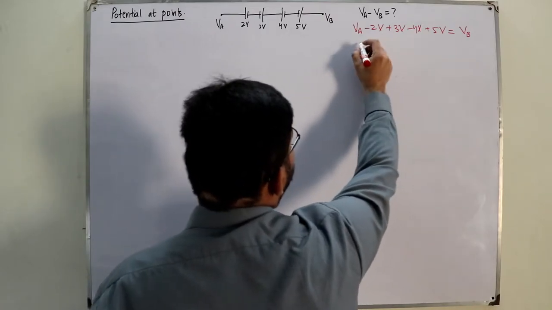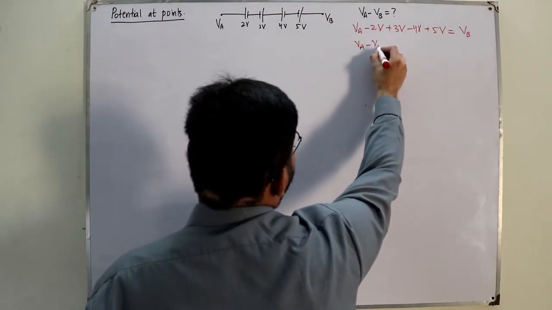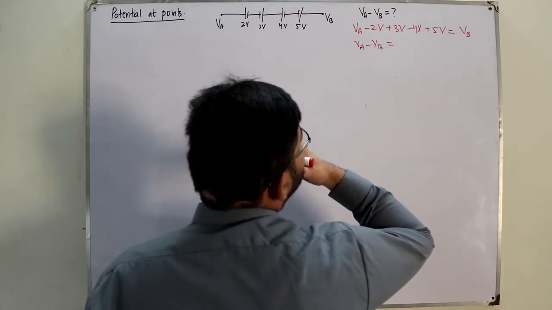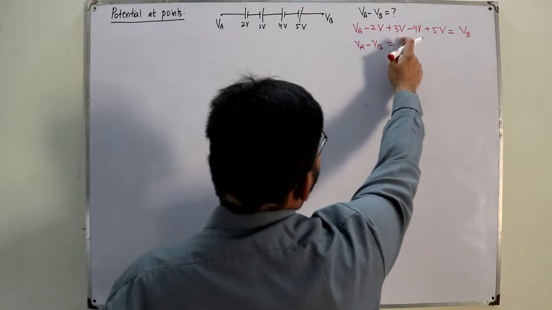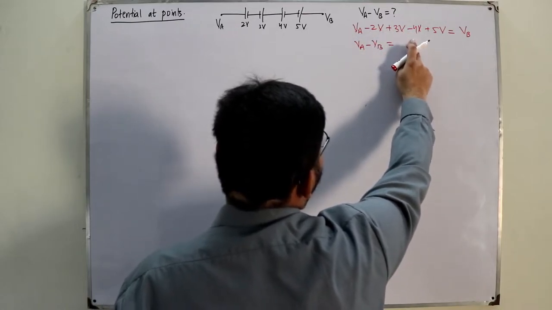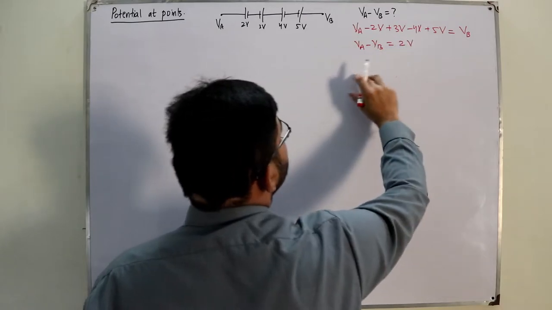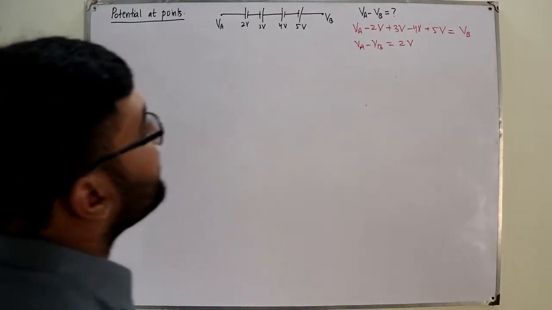Or you could say VA minus VB is equal to negative 2 plus 3 plus 1, then minus 4, then negative 3. So this is 2 volts, this would come. So this is how you do it. Fine.